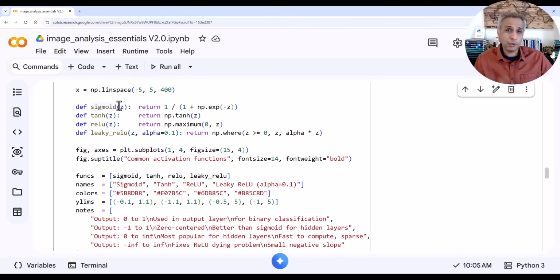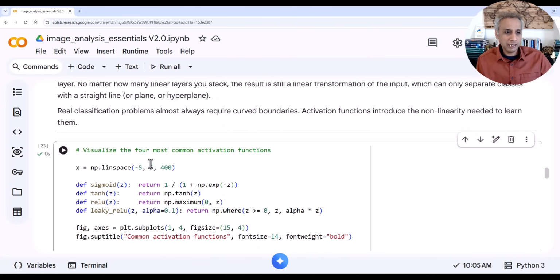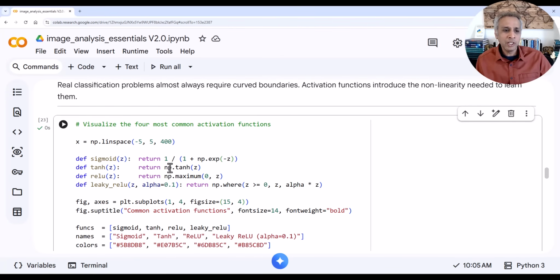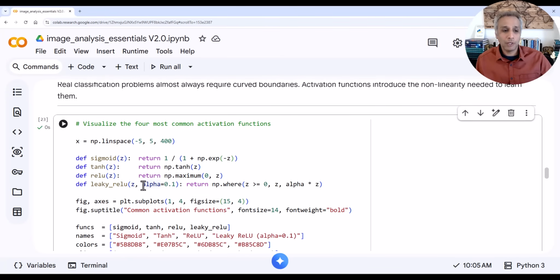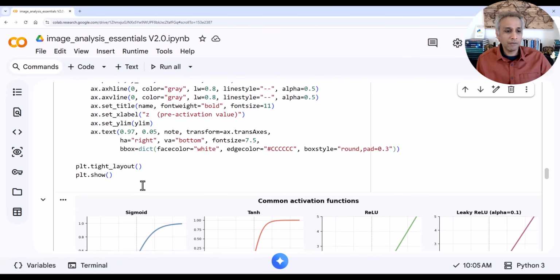I think that's what we're doing. We're plotting Tanh, ReLU, rectified linear unit, that's what that stands for, and leaky ReLU, leaky rectified linear unit. You'll see what that is in a minute. So all we are doing is taking some input. We are generating numbers between -5 and 5, 400 of them, and we are applying these different functions to it. That's it. So we can visualize it, and we are plotting them down here.